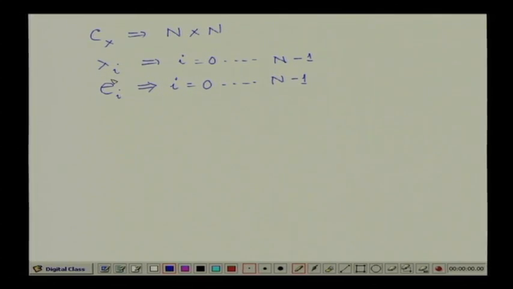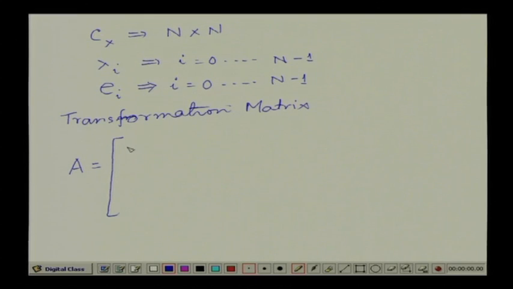Now, given this n number of eigenvectors for n number of eigenvalues, we can form the transformation matrix A, and here this transformation matrix A will be formed as say E 0 transpose. I will write this as transpose because E 0 being an eigenvector, and normally a vector is represented as a column vector.